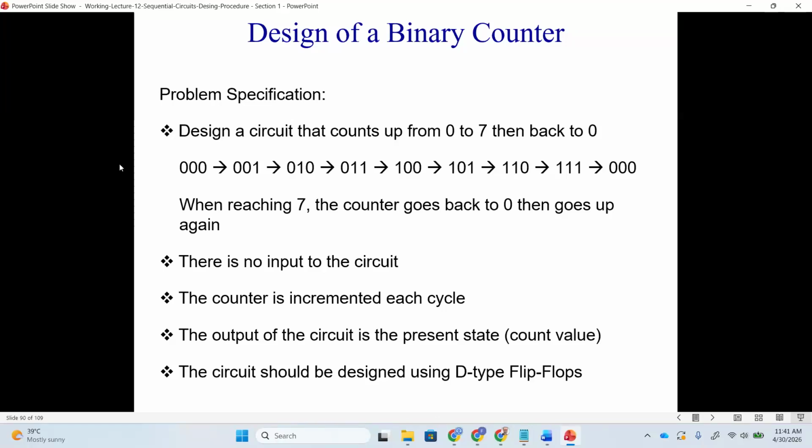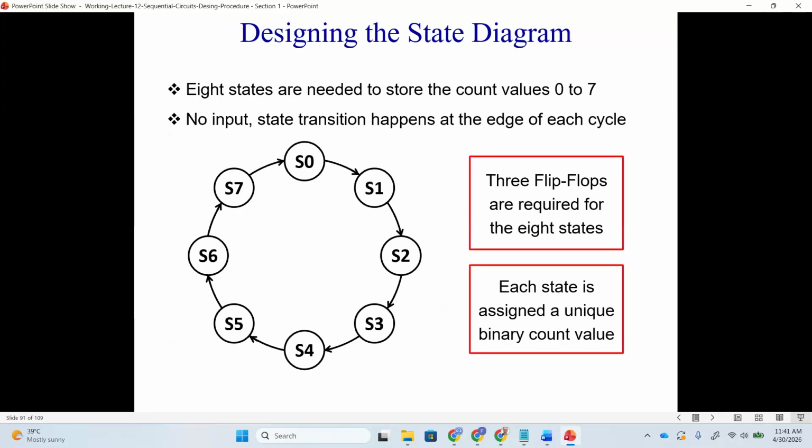There is no input to the circuit, so this is just a self-running counter. Can you see here? This is the state diagram. It's self-running, no inputs and no output. The state is actually your output. Is it a Mealy machine or a Moore machine?